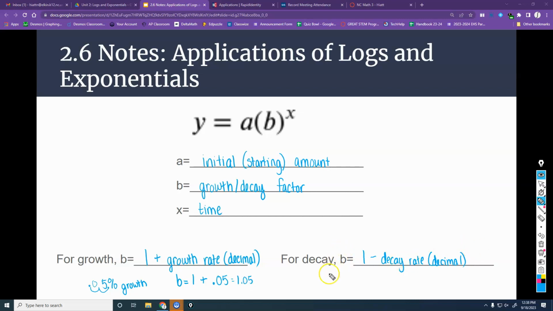If I have a decay rate, so let's say we've got 3.2% decay, then for the b value, I would do 1 minus my rate as a decimal. So I'd move that decimal 2 places to the left, fill in with 0.032, and that would give me 0.968, I think. Is that right? I think so. Double check. Okay. Questions so far?